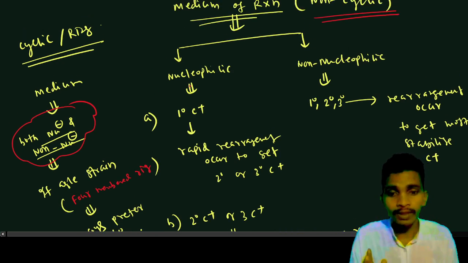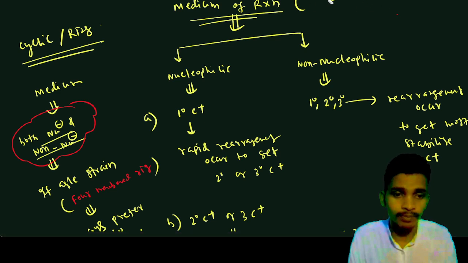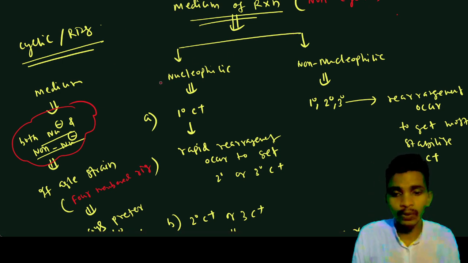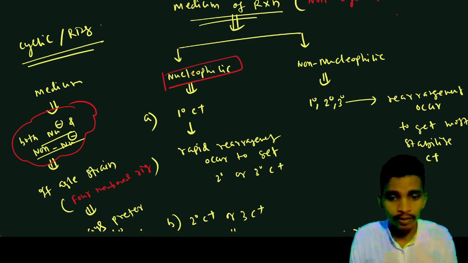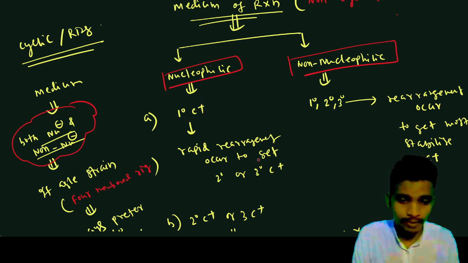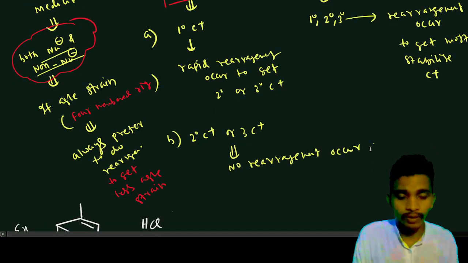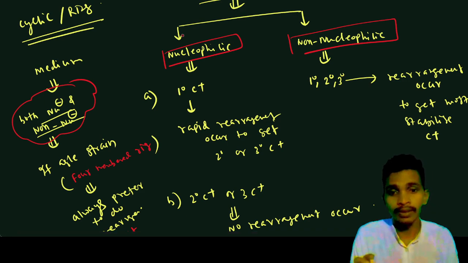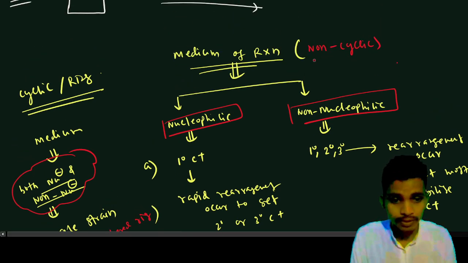Let me write it very clearly. Here, if it is non-cyclic, and here, if it is cyclic or a ring. If it is non-cyclic, then we look at whether the medium is nucleophilic or non-nucleophilic. If it is a 1 degree carbocation in a nucleophilic medium, then rapid rearrangement will occur, and if it is 2 degree or 3 degree, no rearrangement will occur. And if it is non-nucleophilic, whether 1 degree, 2 degree, or 3 degree, rearrangement occurs to get a more stabilized carbocation. This is the case for non-cyclic cases.